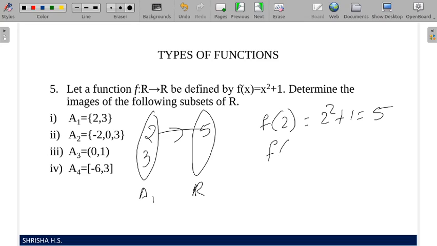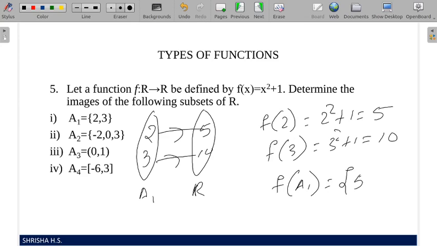And what is f of 3? It is 3 square plus 1, that should be 10. So we can write f of A1, what we got, it will be 5 or 10. So this is how you can represent the range. So I'm giving something extra, just for your information.